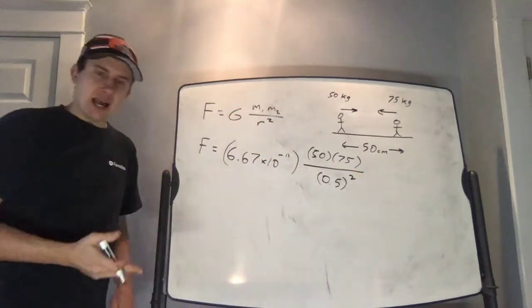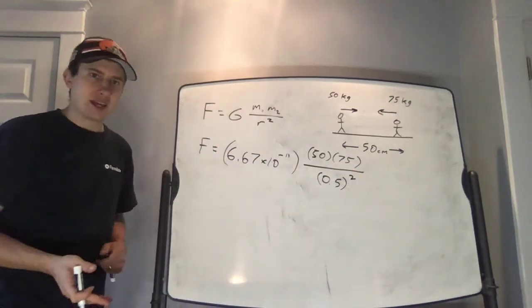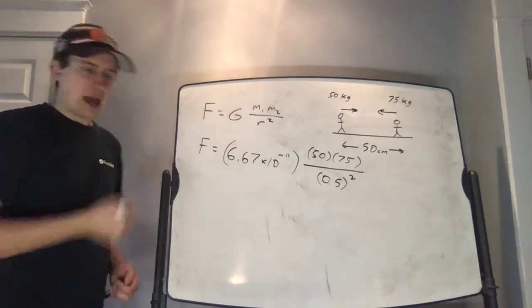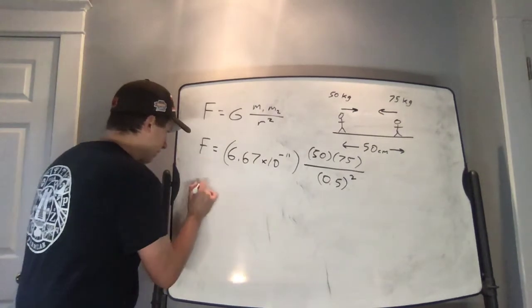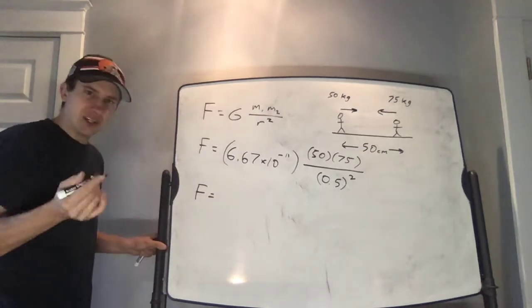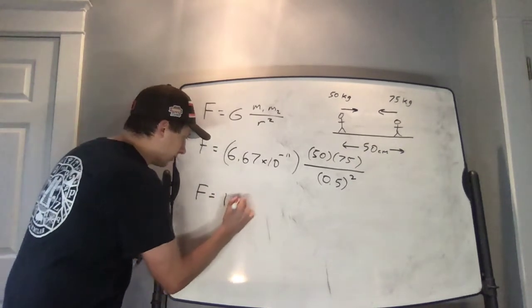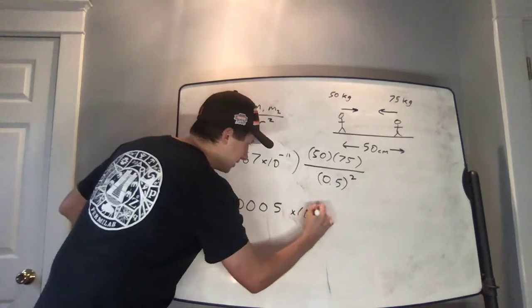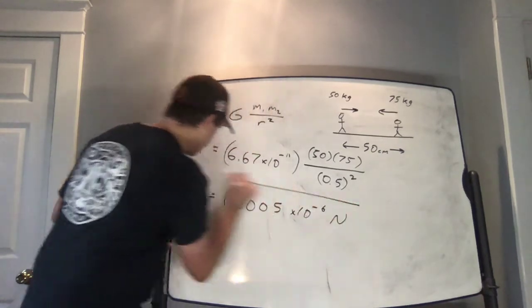And at this point, I have numbers plugged in for everything. I just hit enter on my calculator. And when I do that, I find the strength of the gravitational force between these people is going to be 1.0005 times 10 to the negative 6 newtons.